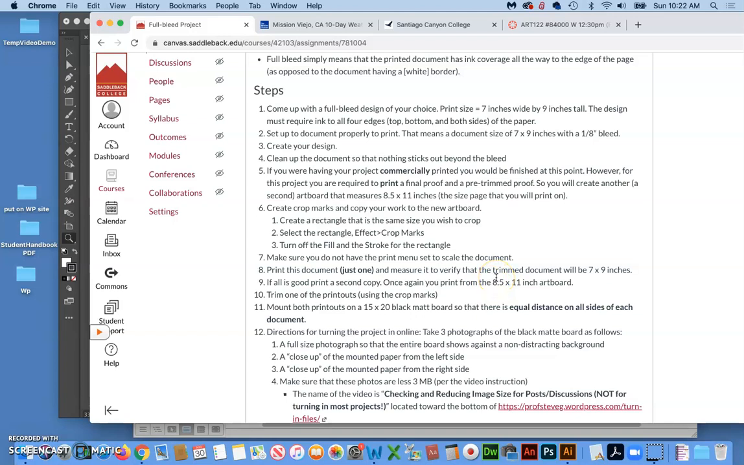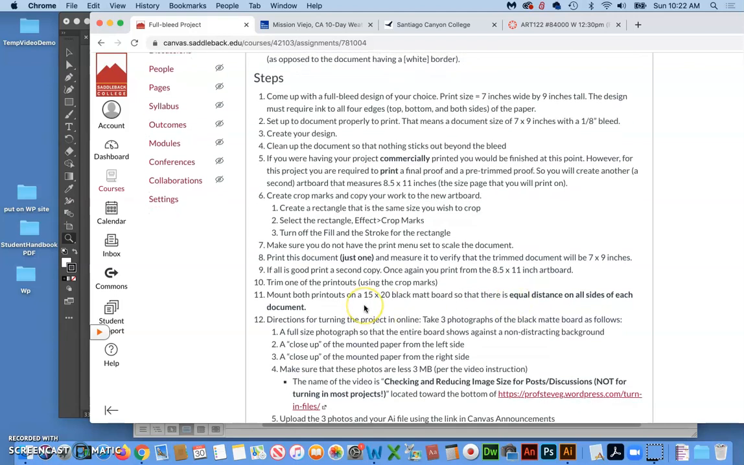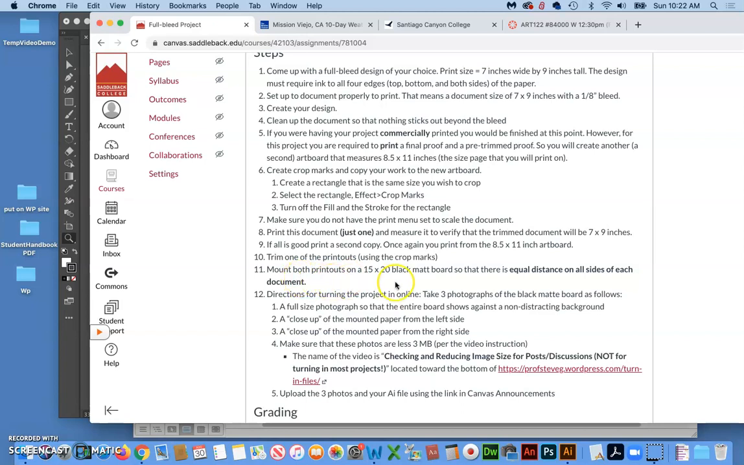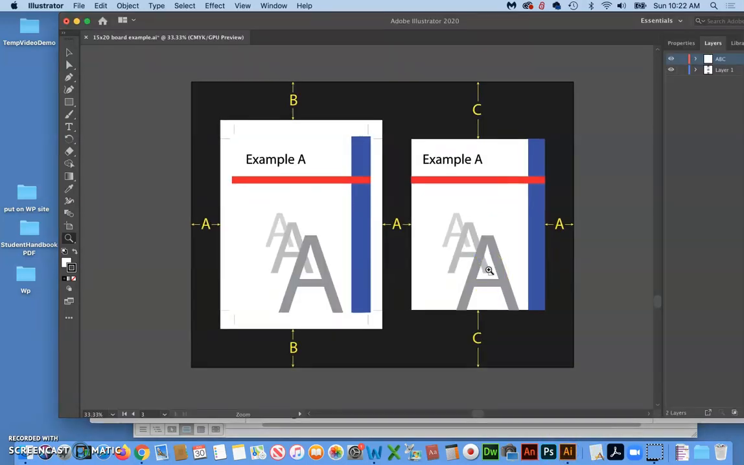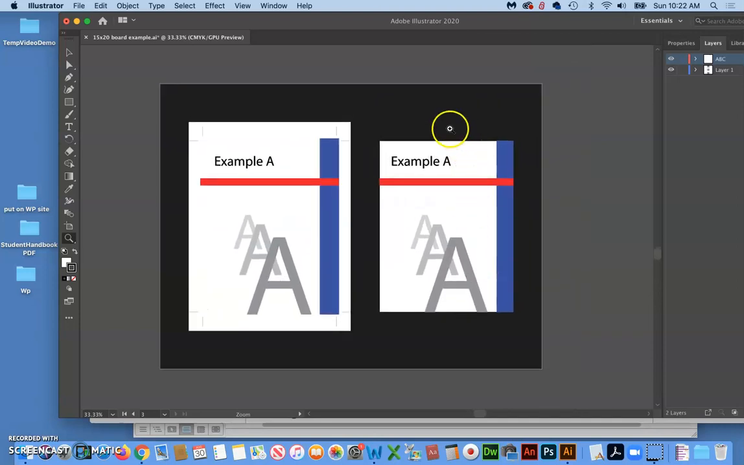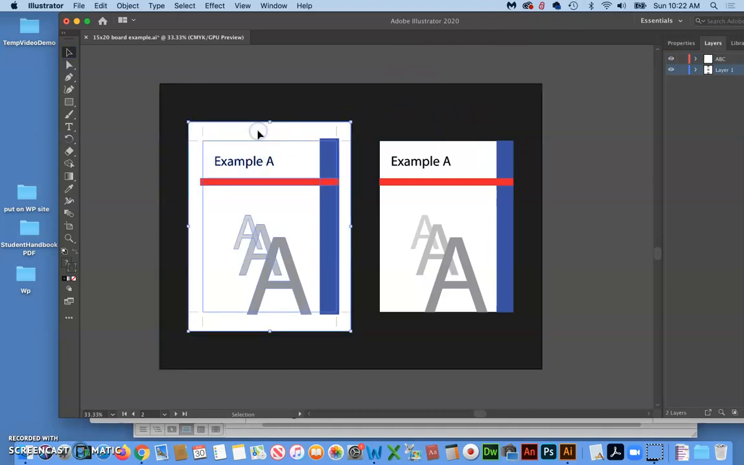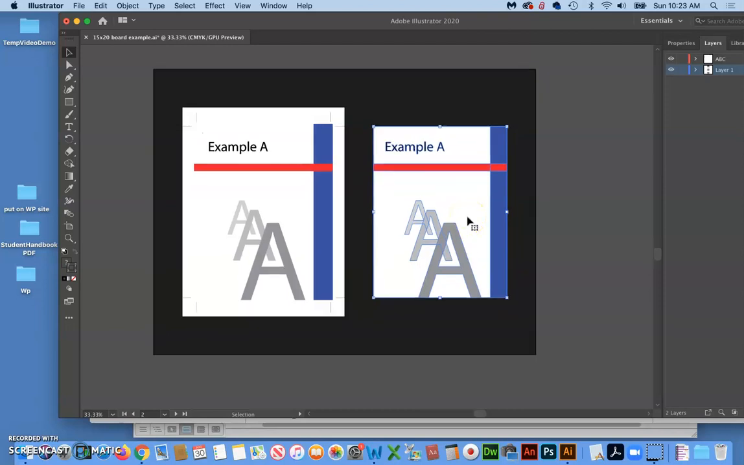which you're really not even required to look at until now, but it'll help me explain this question better. So it says when you do this project, this full bleed project, you will mount it on a 15 by 20 black map board so that there is equal distance on all sides of each document. So that means that if this is your black map board, this black area here, and then this is your 8.5 by 11 document that came out of the printer, and this is your 7 by 9 trimmed version that came off of the printer.